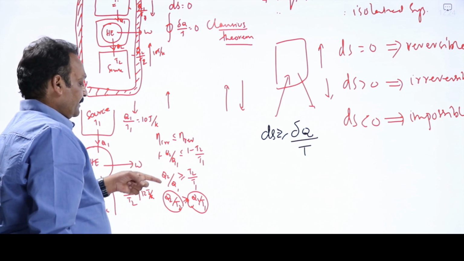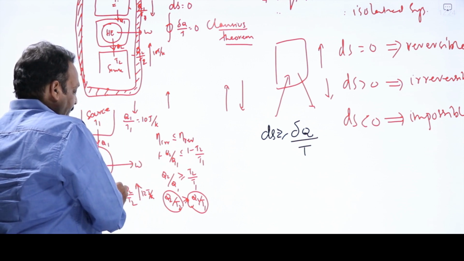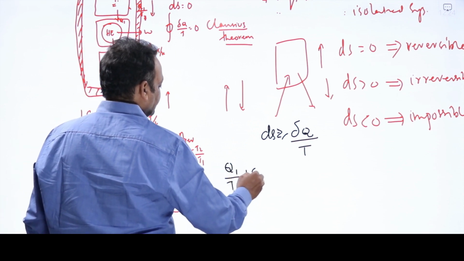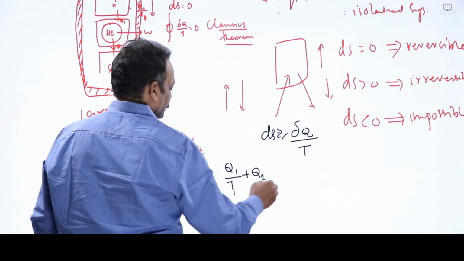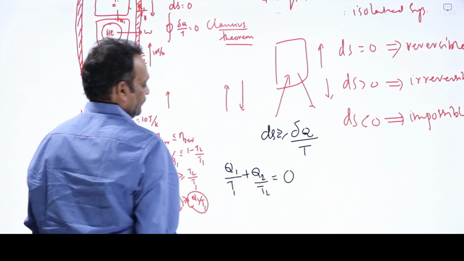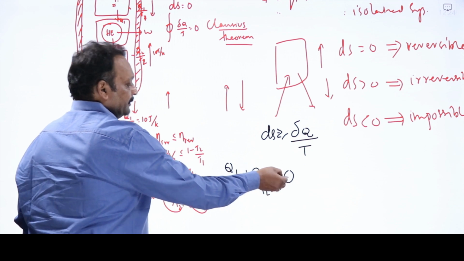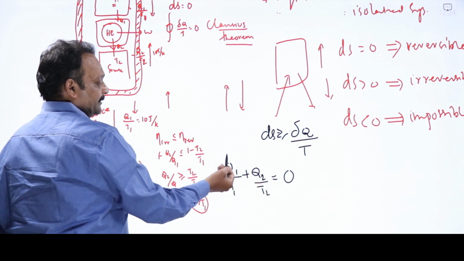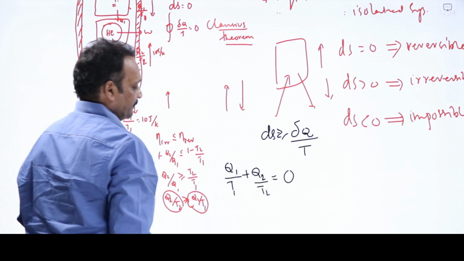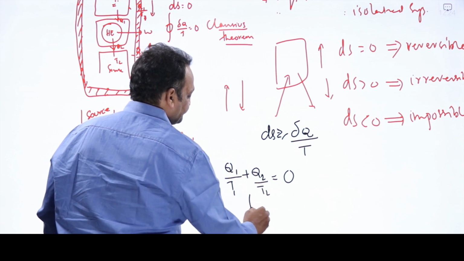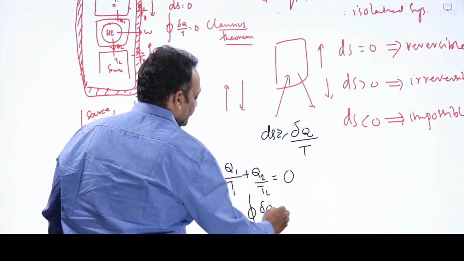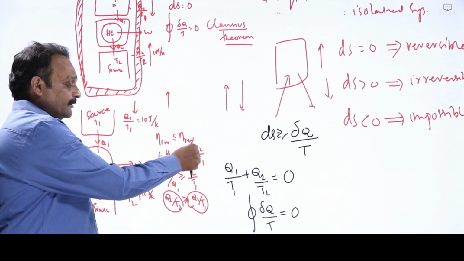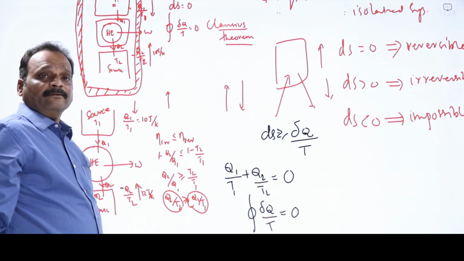Also here, for the heat rejected into the sink, Q2 by T2, if I take this as negative, what do we get? Since heat rejected is negative, I'll take it as minus Q2 by T2 and bring it to this side. It becomes Q1 by T1 plus Q2 by T2 is equal to 0, because Q1 by T1 is equal to Q2 by T2. Or circular integral delta Q by T is equal to 0 if the process is a reversible cyclic process. The total change in the entropy of the system is equal to 0.